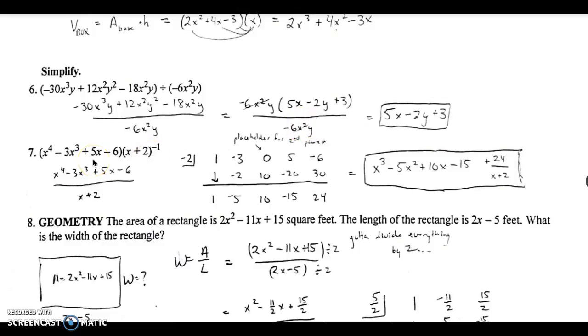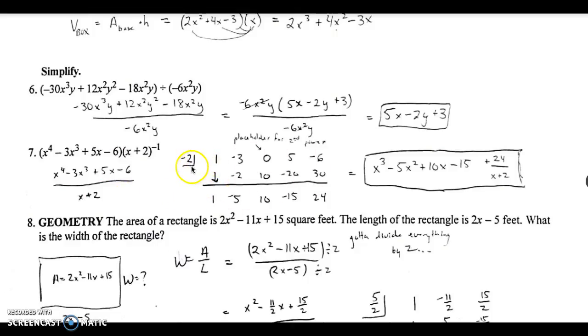For question 7, there's a little trick here. You have a polynomial of 4 terms times a binomial, and the binomial is raised to the negative 1 power. And so initially it looks like a multiplication problem, but because this is a negative exponent, you need to put the expression in the denominator to make it a positive exponent. And when you do that, you will realize that this is a division problem. So I did synthetic division to simplify this.